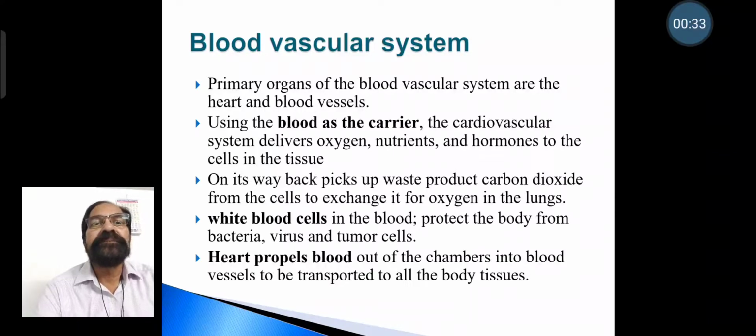Using the blood as carrier, the cardiovascular system delivers oxygen, nutrients and hormones to the cells in the tissue. On its way back, it picks up waste product, carbon dioxide, from the cells to exchange it for oxygen in the lungs. White blood cells in the blood protect the body from bacteria, virus and tumor cells. Heart propels blood out of the chambers into blood vessels to be transported to all the body tissues.